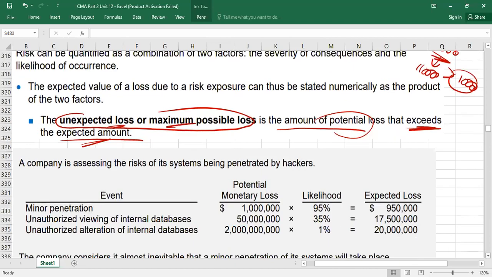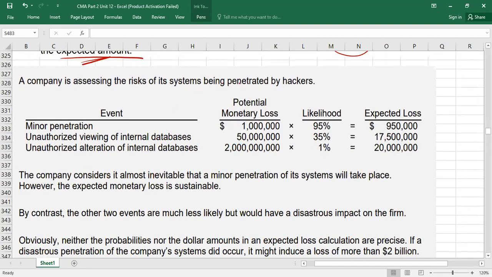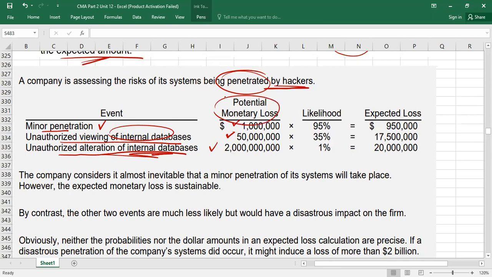So this is just an example here. We have one example for risk assessment. For example, we have a risk of a system penetration by hackers. What are the chances? If there is a minor penetration, let's assume you may have a loss of 950,000. If there is unauthorized viewing of the internal database, you may lose $50,000. The third risk is unauthorized alteration in the internal database. Like, they may view your data, and they may change your data. Then you have a loss of, let's assume, 2,000 million. This is the impact. And then you have to check likelihood for each risk. For example, for the first risk chance is 95%, for the second risk chance is 35%, for the third risk chance is 1%.